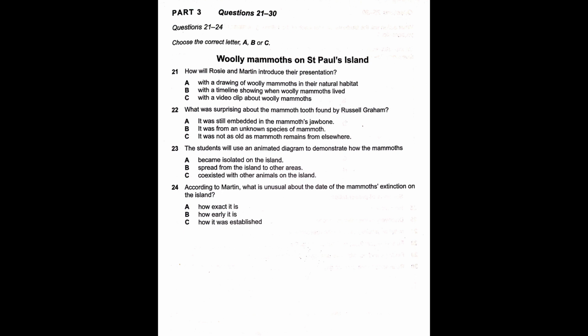Good. Then you're describing the discovery of the mammoth tooth on St. Paul's Island in Alaska and why it was significant. Yes, the tooth was found by a man called Russell Graham. He picked it up from under a rock in a cave. He knew it was special. For a start, it was in really good condition, as if it had been just extracted from the animal's jawbone. Anyway, they found it was 6,500 years old.